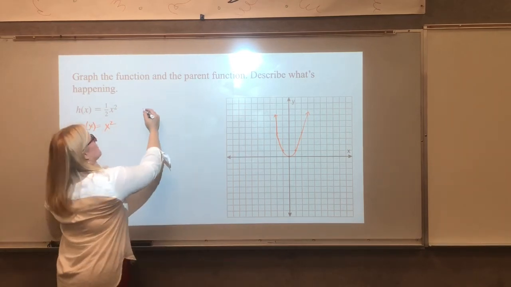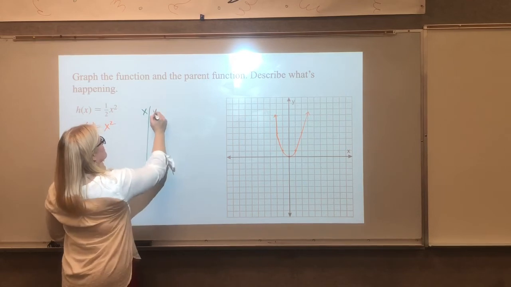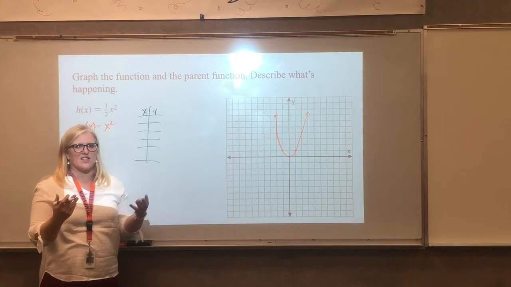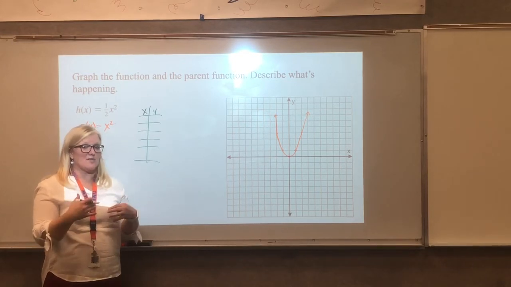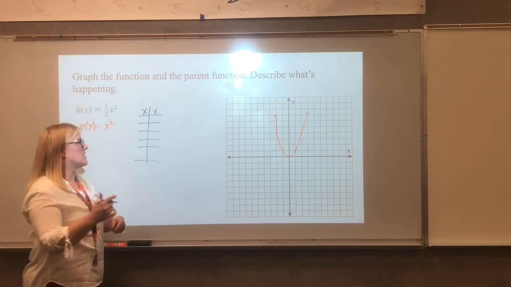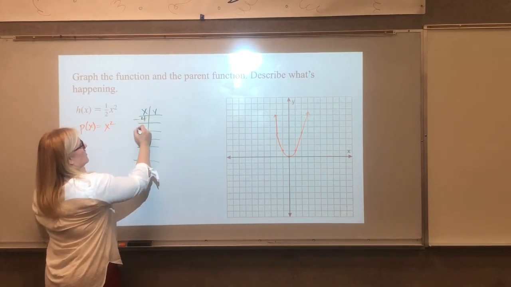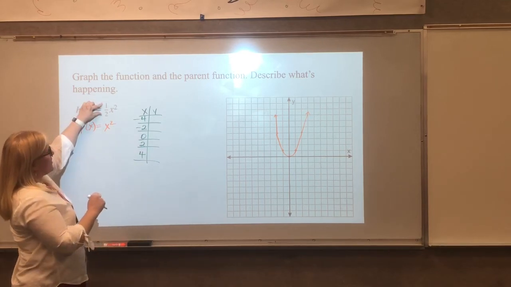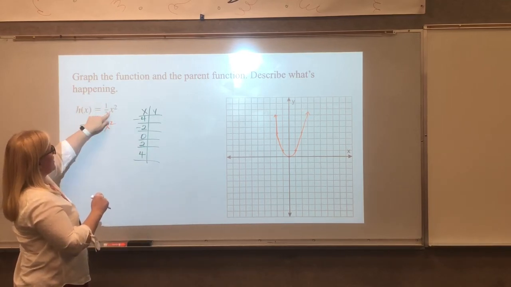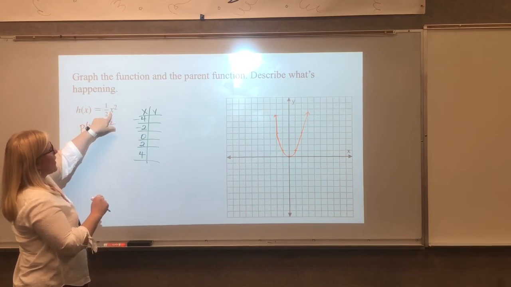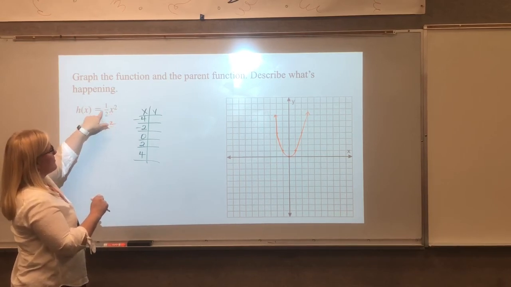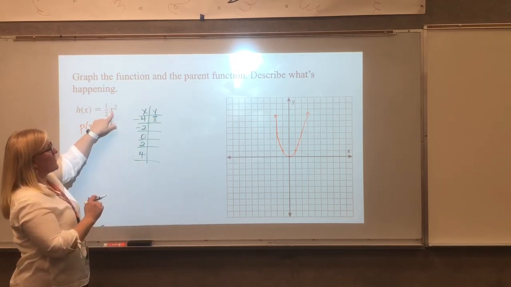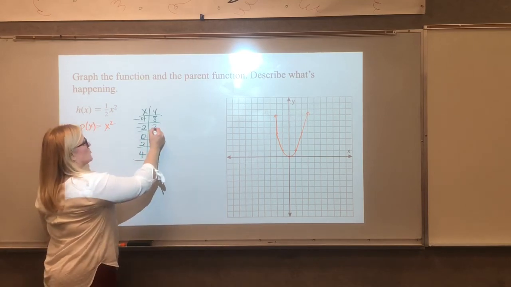All right, so I'm going to make my table again. And because it's a 1/2, I'm going to pick x values that are even, just so it's easier to do the calculation. So I'm going to do -4, -2, 0, 2, and 4. So -4 squared is 16, divided by 2 is 8. -2 squared is 4, divided by 2 is 2.